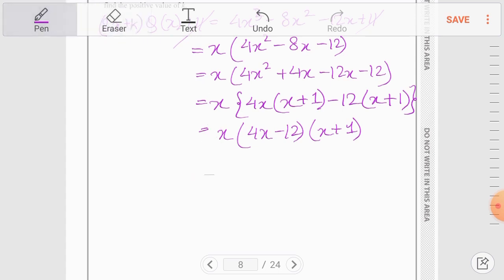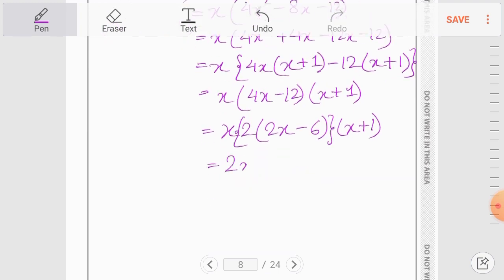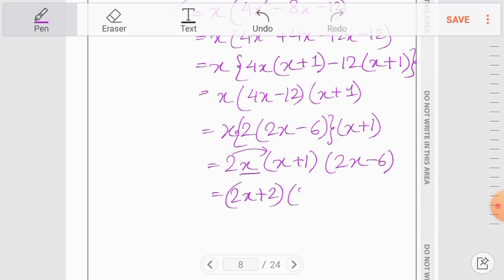What I'm going to do now is take 2 common from this, so 2 common from this is 2x minus 6, x plus 1. I can simply take the 2 out of the bracket, that would be 2x, x plus 1, 2x minus 6. I'm going to multiply this 2 with this bracket, and that would be 2x plus 2, and move this x to the back of the equation, so it would be 2x minus 6 and x.